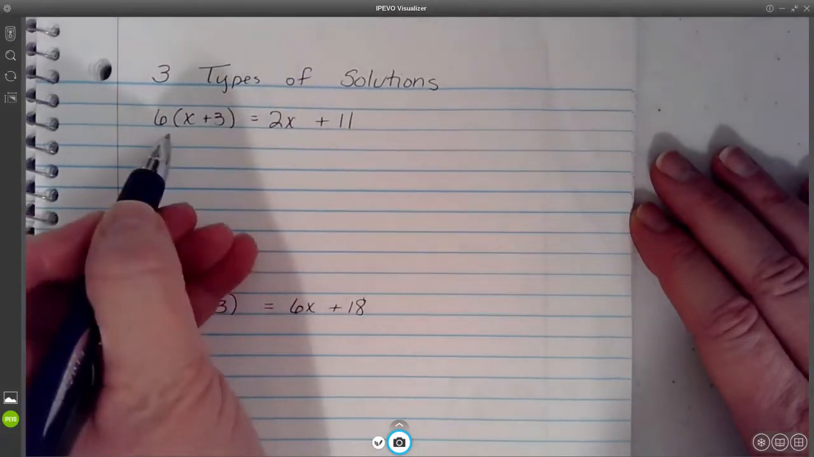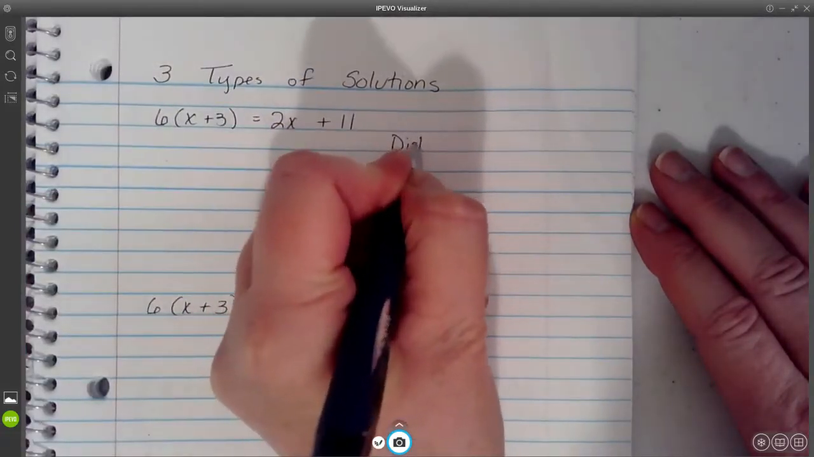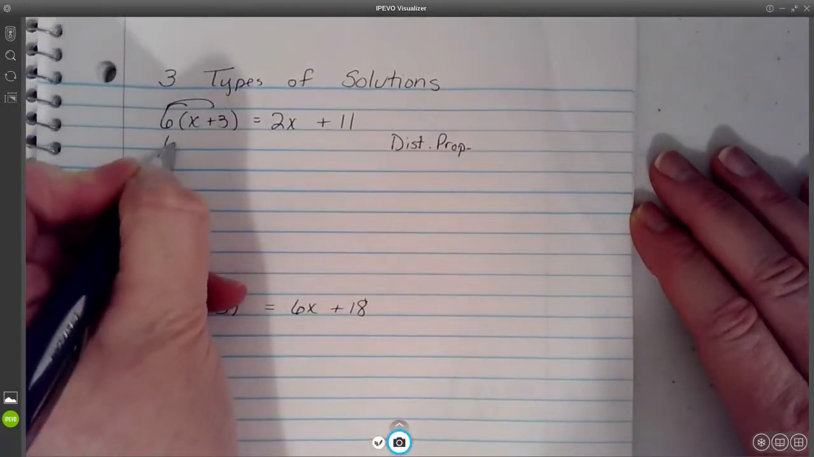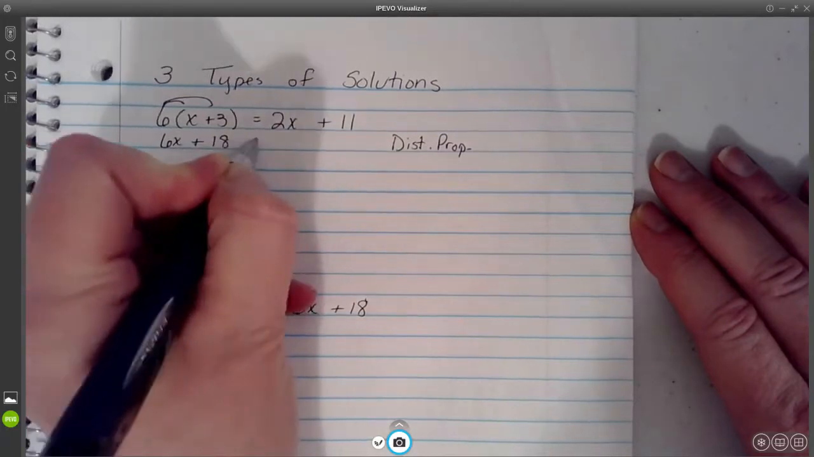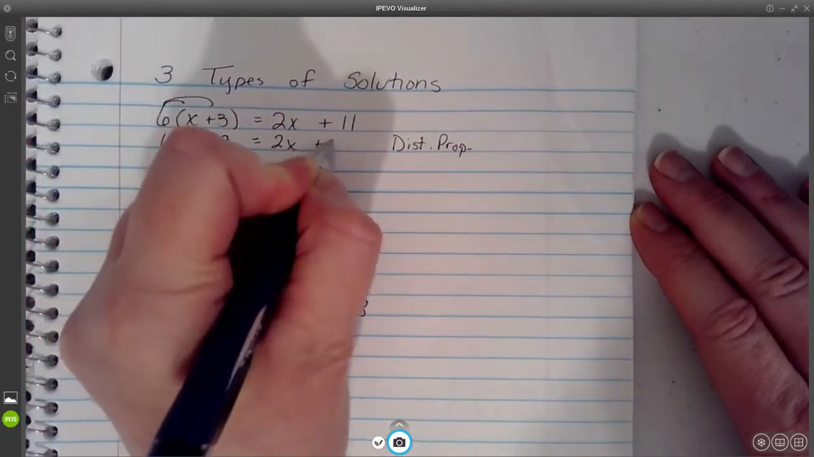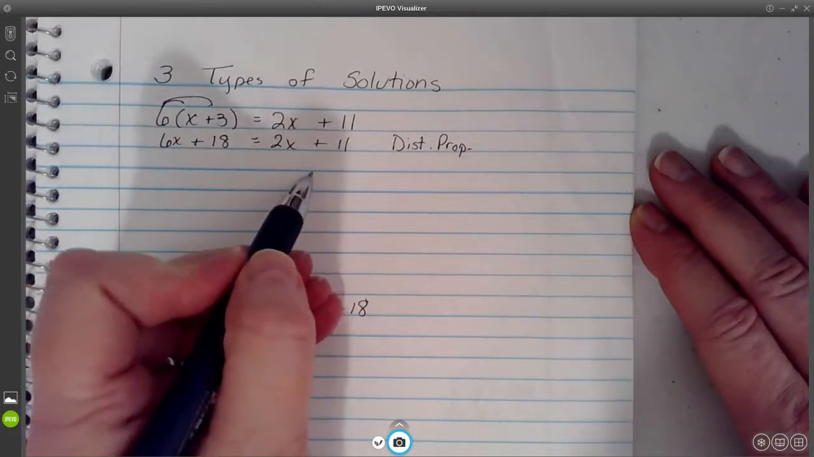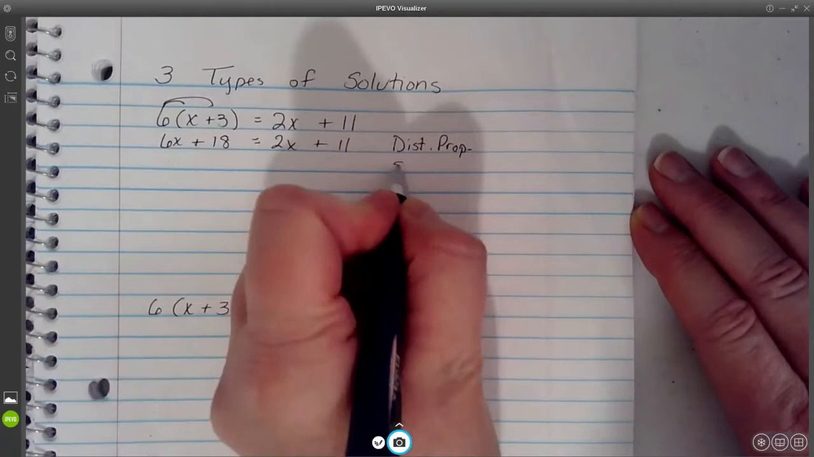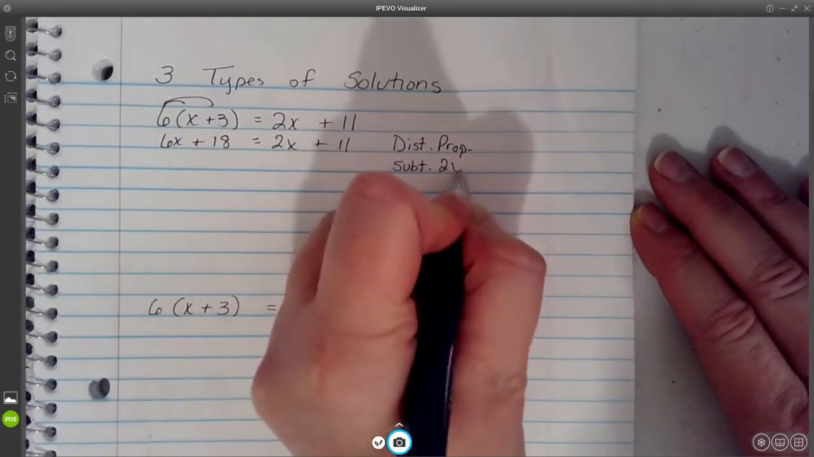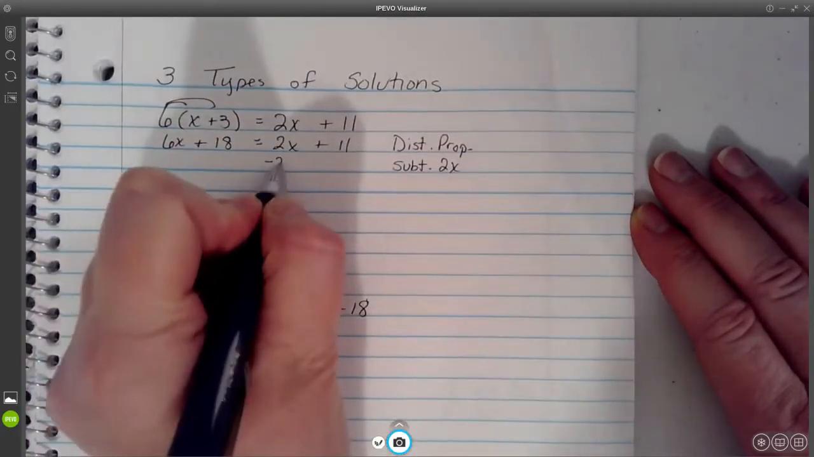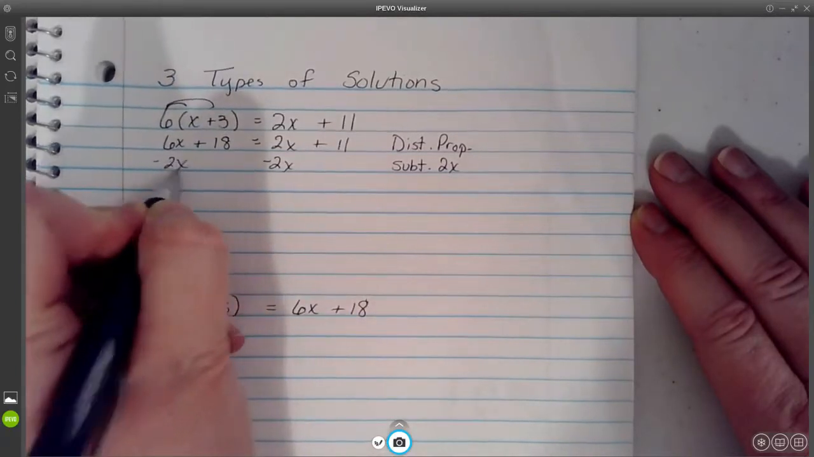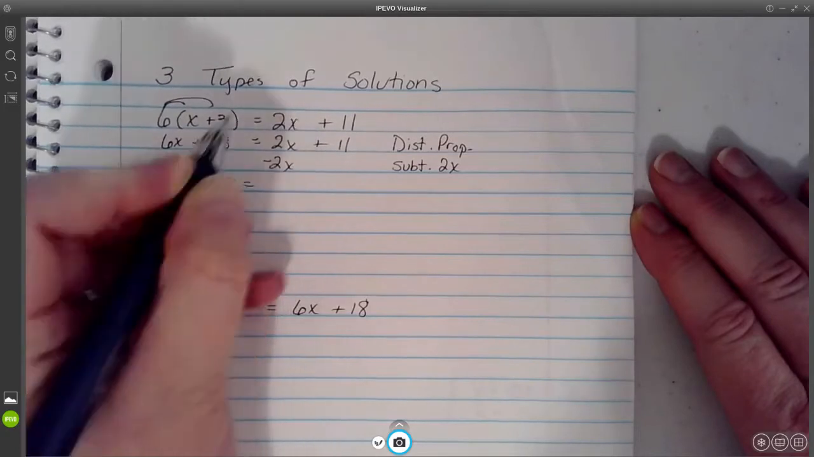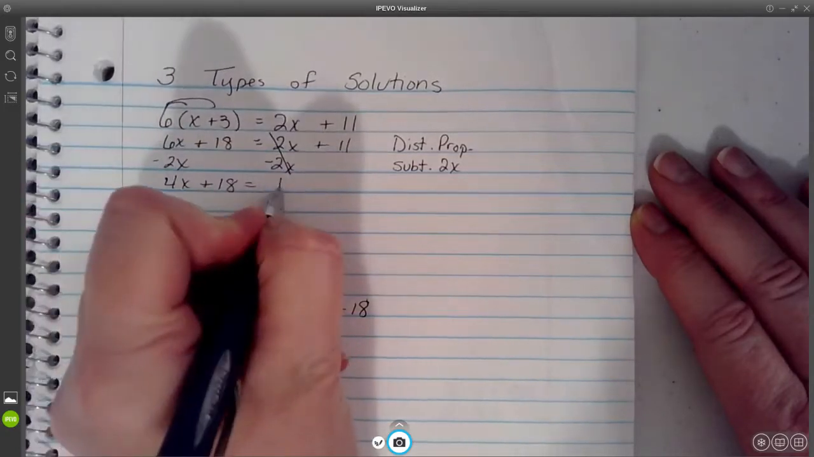Multi-step is what it looks like. I'm going to start off by doing the distributive property. 6 times x and 6 times 3 gives me 6x plus 18, keeping the other side. The next thing I'm going to do is get the variables to the left, which means I'm going to subtract 2x, which is the variable, on both sides. That gives me 4x. Bring down the 18. The 2x cancels out the 2x.